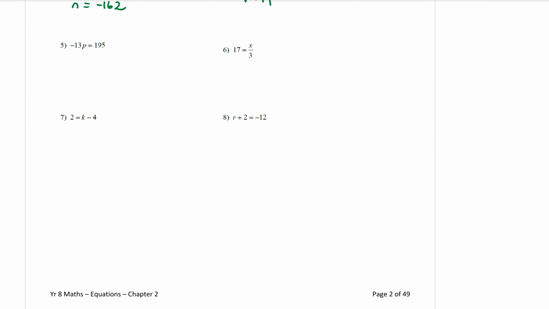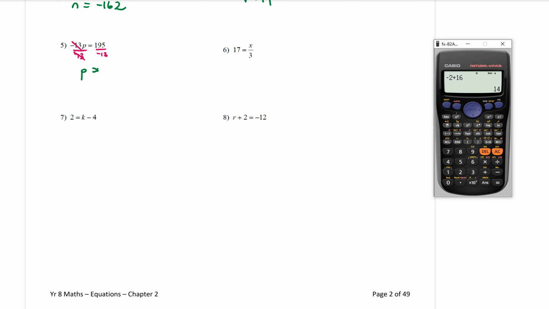Question 5. Minus 13p equals 195. Now, even though it's a minus 13 there, we're not going to add 13 to move that away. That minus 13 is multiplied with the p because they're right next to each other. So what I need to do is divide by negative 13. They cancel away. p is by itself. And I want to find out what 195 divided by negative 13 is, and I get negative 15.